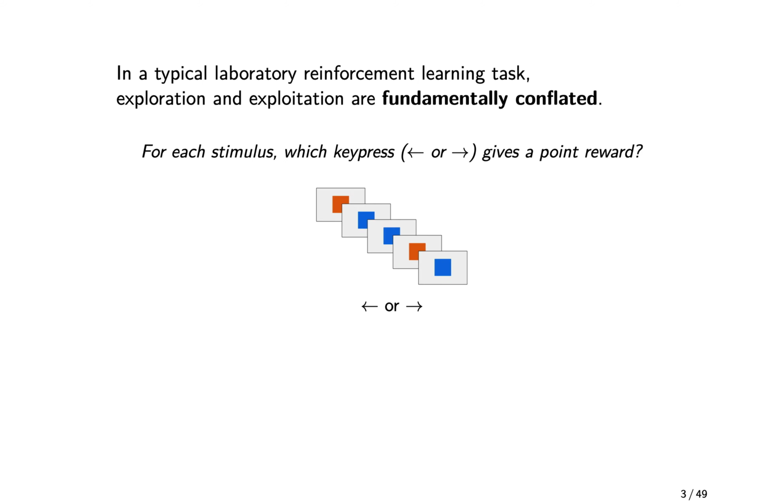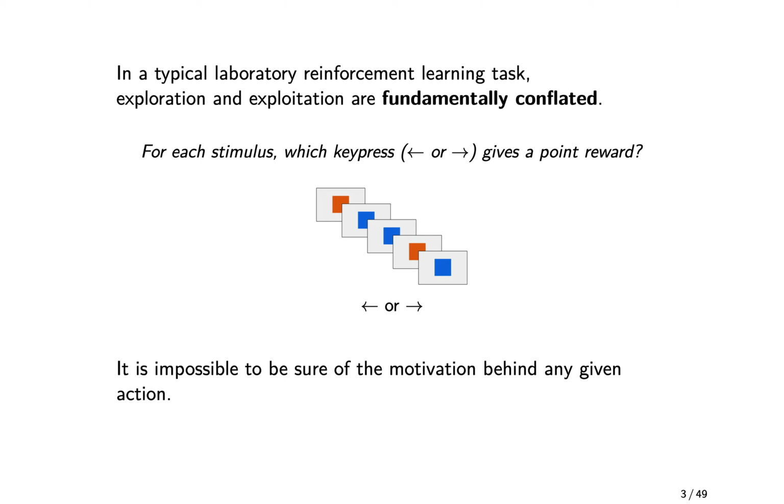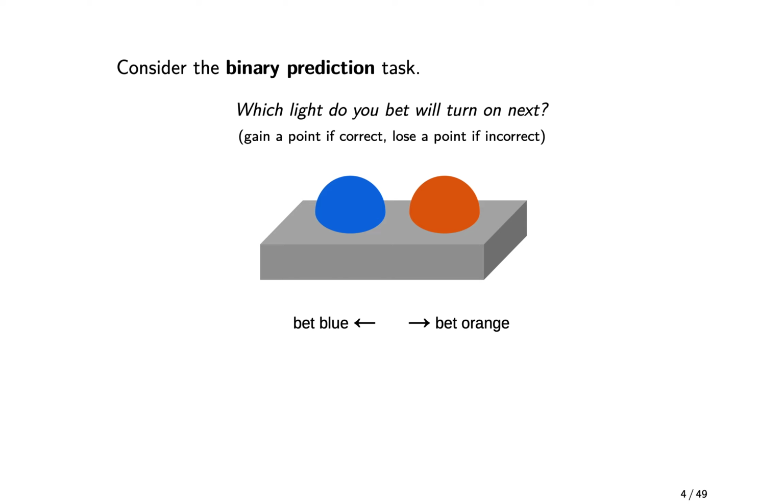Typically, we talk about the explore-exploit trade-off in the context of reinforcement learning. However, in a typical laboratory reinforcement learning task, exploration and exploitation are fundamentally conflated. For any given action, it's impossible to be sure of the motivation behind it. So how can we study the explore-exploit trade-off? Let's consider the binary prediction task, which is both very similar and very different.